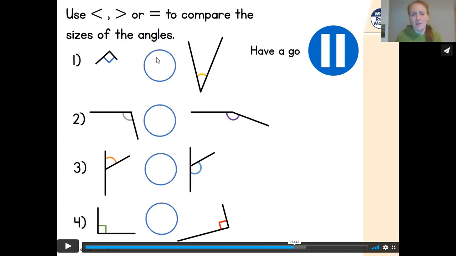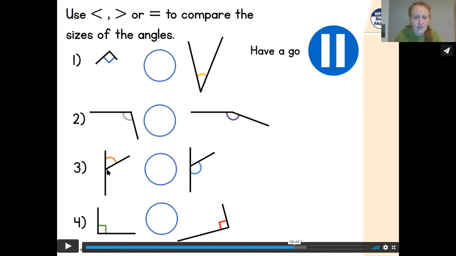So I would have my symbol, I would have less than, pointing this way, the crocodile mouth there. So it would read like this. This right angle is more than this acute angle. Let's look at this one here. Oh, they're very close. These are both obtuse angles because they are more than a right angle, more than 90 degrees. But this one is actually smaller again. So I would have my sign this way, the crocodile mouth shut facing this way. So it would read, this obtuse angle is smaller than this obtuse angle.